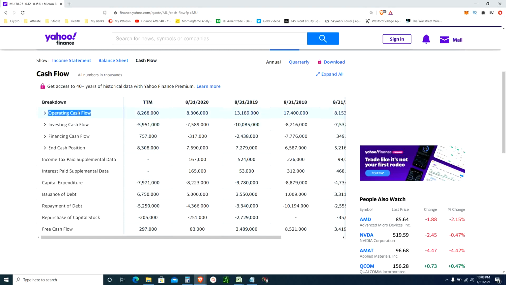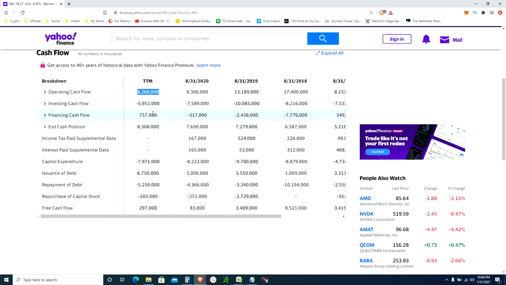Operating cash flow, money that comes from the business itself, 8.2 billion compared to 8.3, compared to 13, so they're going down, compared to 17, so they're going down. The money that they're making from their operation, from the business itself, going down from 17 billion, almost cut in half in 2 years. Not a good sign. I don't know what happened.